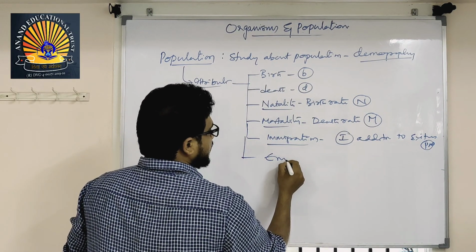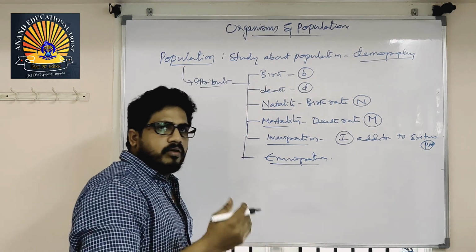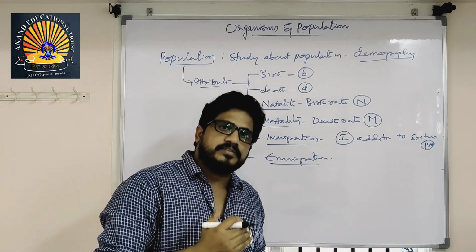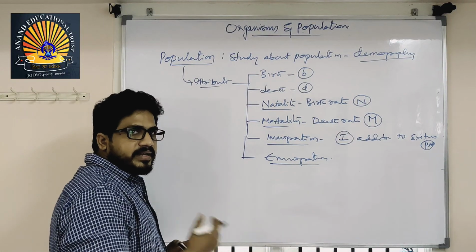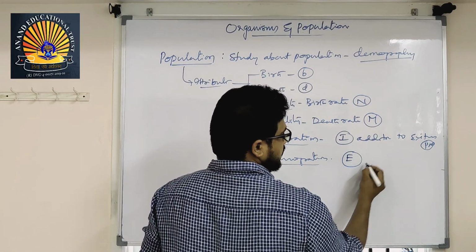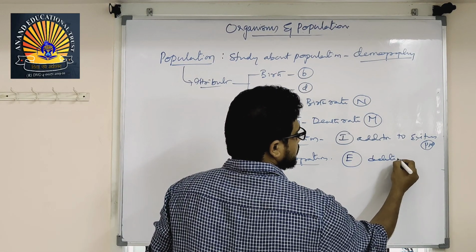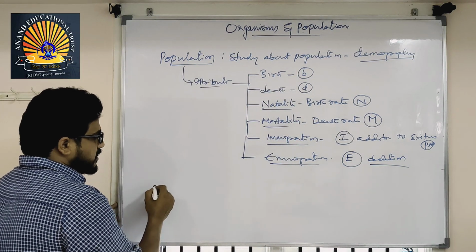Now, emigration means what? The one who was born in a particular place and left the place for other places is called an emigrant, and the process is called emigration. This is considered as E. This is nothing but deletion. So these all are the attributes. Apart from that, population density will be there.